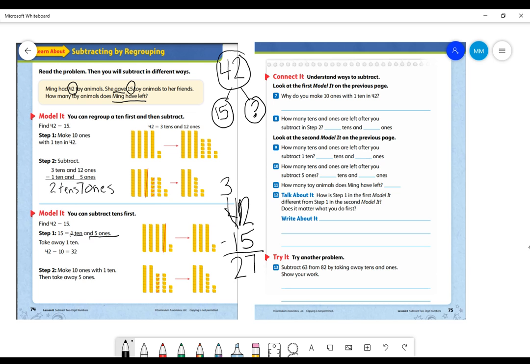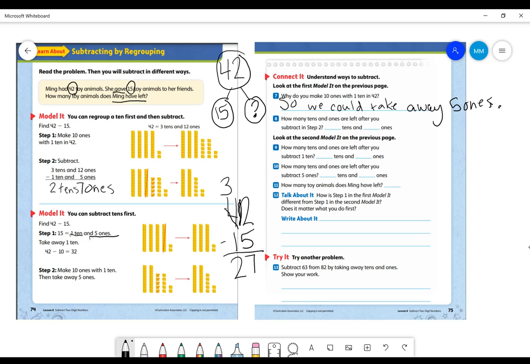It says, why do you make 10 ones with 1 ten and 42? So why did we change a group of 10 and bust it up into 10 ones? Why did we do that? So we could take away 5 ones in the part that we were subtracting, right? So we busted up that 10 into 10 ones so we could take that 5 ones away.